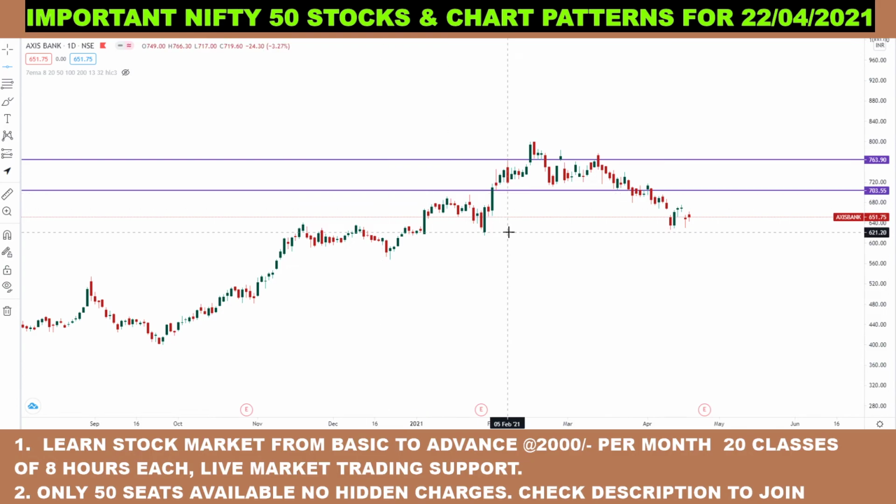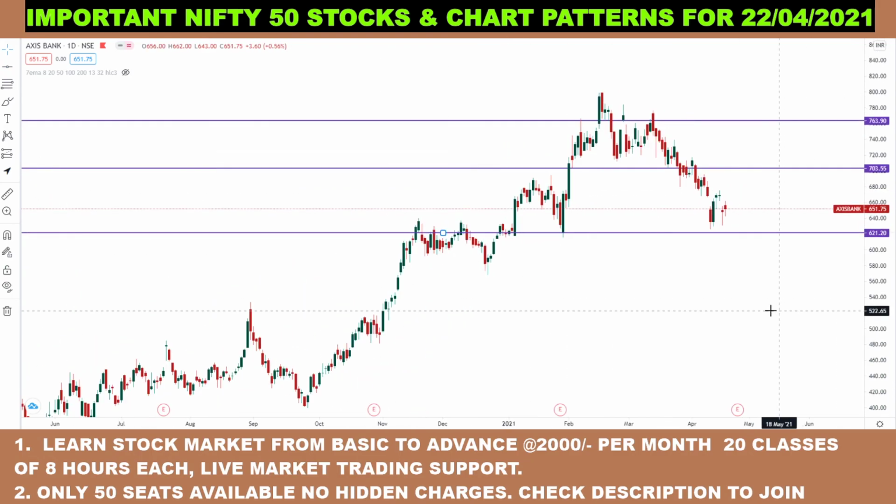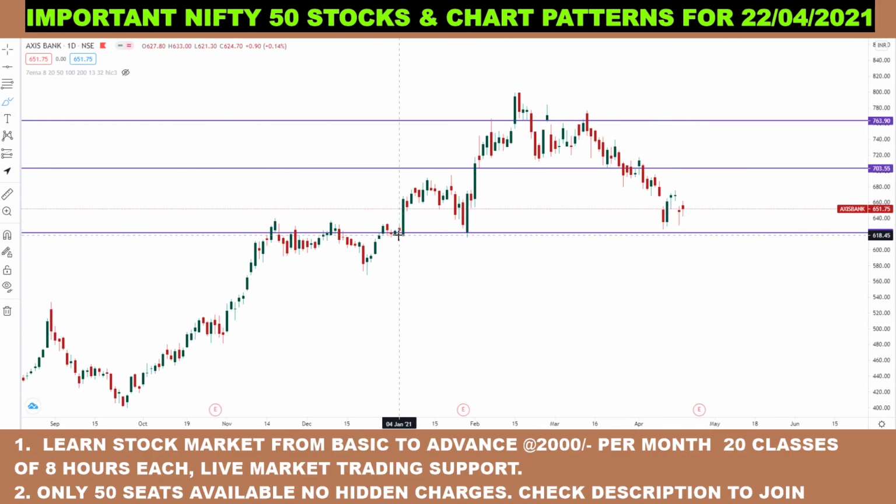And what can happen again? See, if the stock is making a head and shoulder kind of pattern in its course of action, then it will go up till 690 to 700 rupees, then it may fall again and it will give a breakdown if economic conditions are not good.